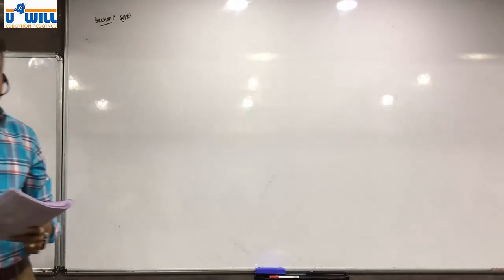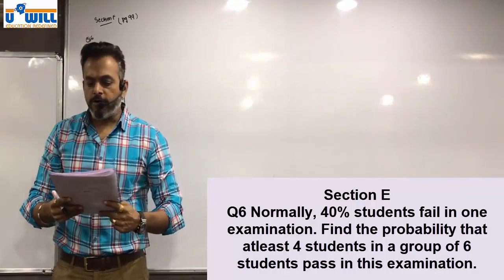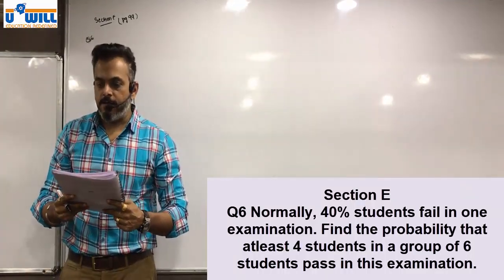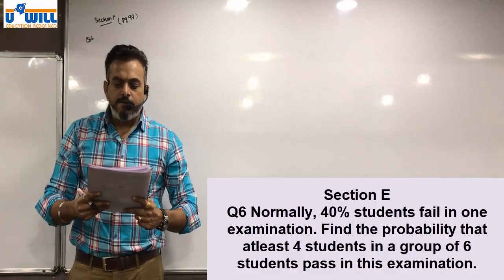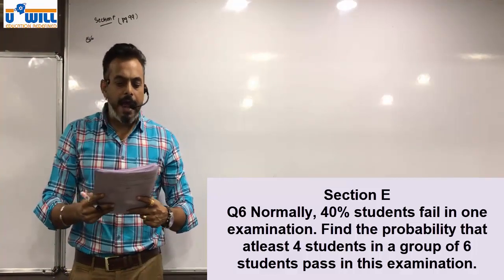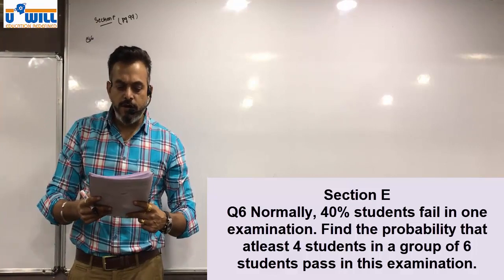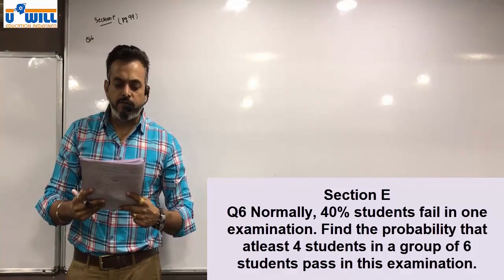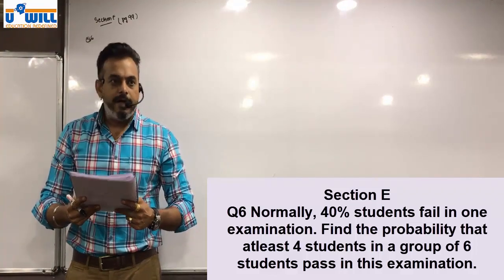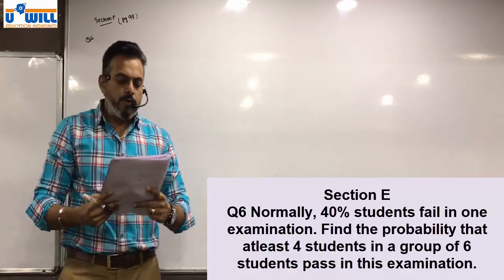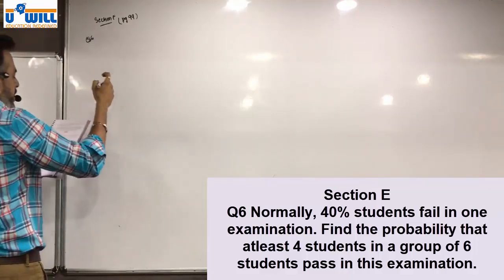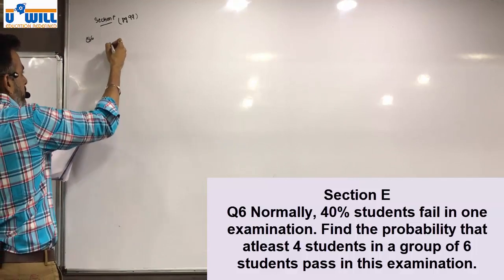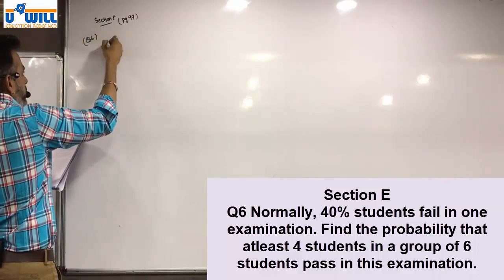Question number 6. Normally, 40% students fail in one examination. Find the probability that at least 4 students in a group of 6 students pass in the examination. Now, 40% fail in examination. Now, what we want to find?